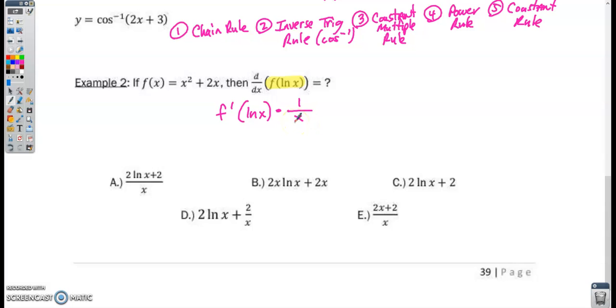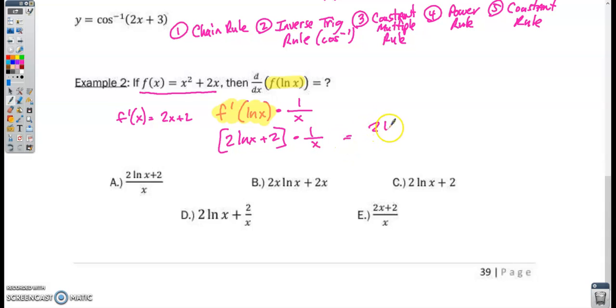Okay, and now I have a couple of different choices. I think my best approach is just going to be to find f prime of x and then substitute in the natural logarithm in order to represent this piece right here of my derivative. So I'm going to go ahead and take the derivative of f. That's f prime of x is equal to 2x plus 2, and then I'll substitute natural log in there. So that gives me the quantity 2 times natural log of x plus 2 times 1 over x. And let's see, it looks like that is going to be answer choice A.